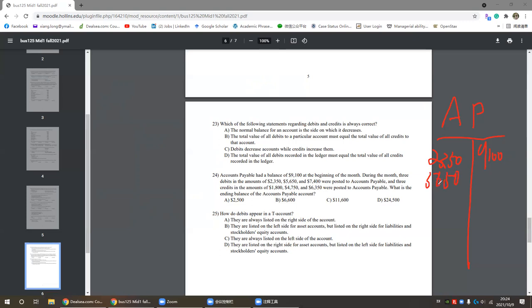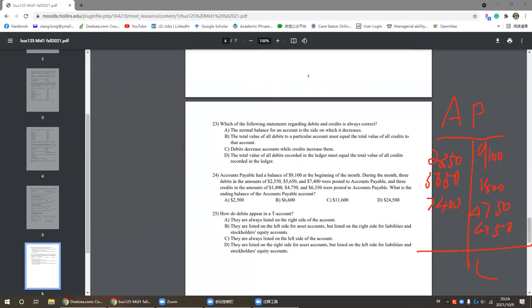5650, and 7400. And we also have 3 credit amounts, which are 1800, 47500, and 63500. Okay, and it asks you what will be the ending balance.